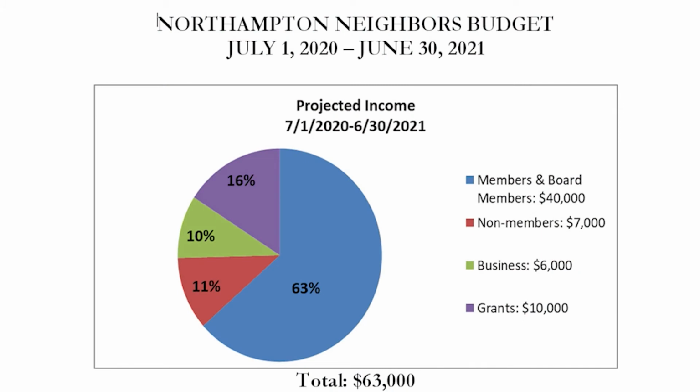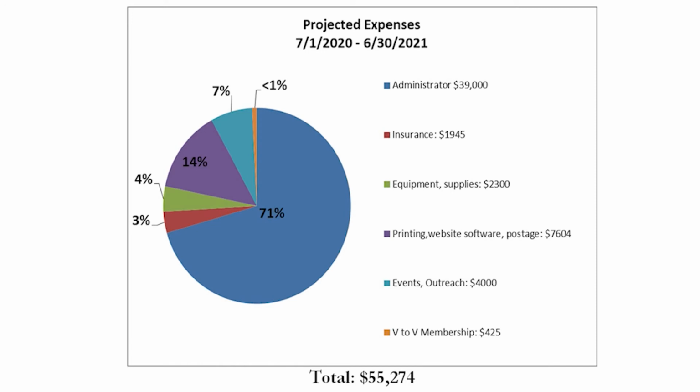The first pie chart is a summary of our projected income from this past July through this coming June. If you look at the blue section, you'll see that $40,000 is projected to come from member donations. We also show income of $7,000 in donations from non-members, $6,000 from businesses, and $10,000 from grants. And I will say that the board members and the development committee worked very hard in securing all these donations. It's not easy. Our expenses are summarized in the second pie chart.